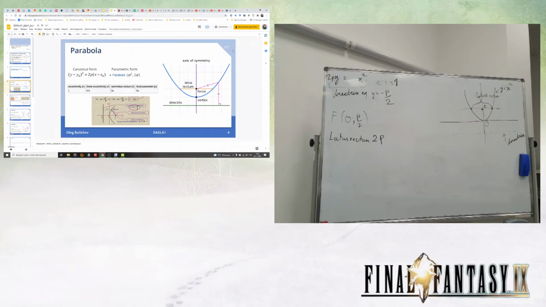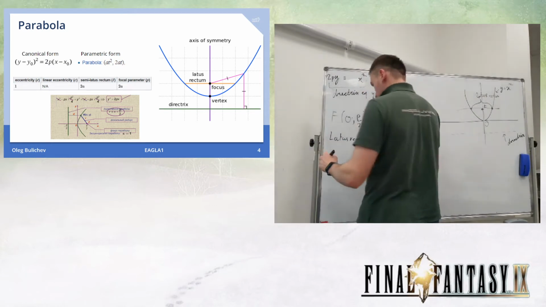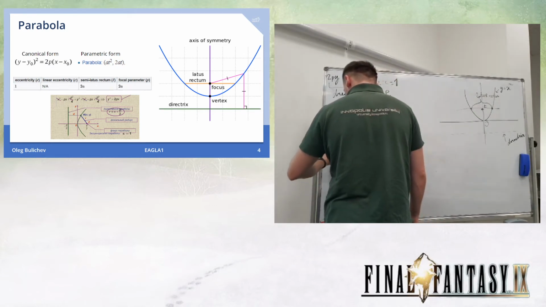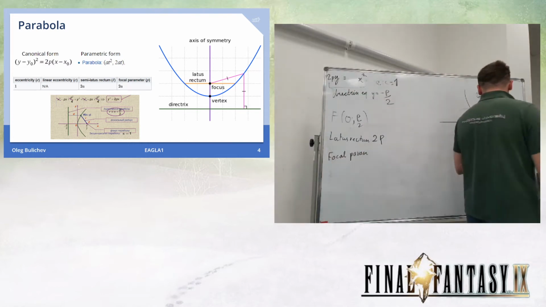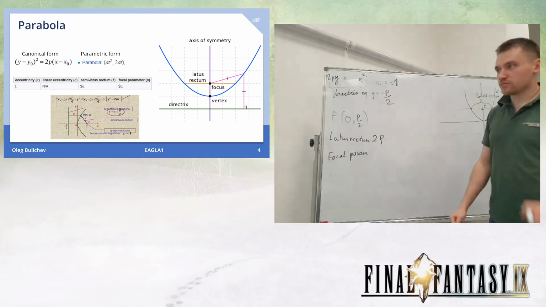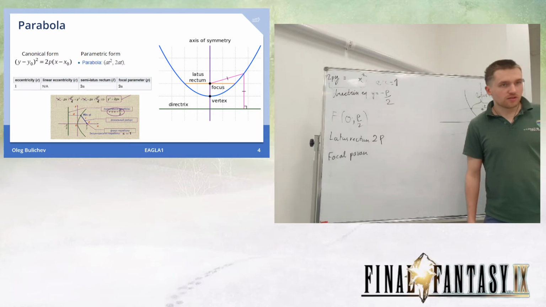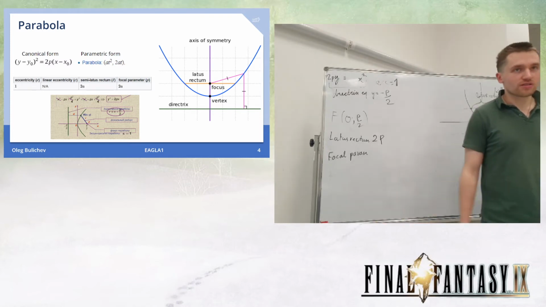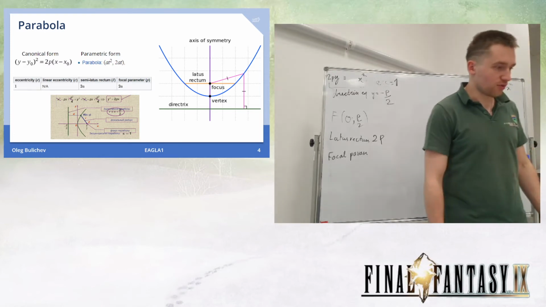Tangent, okay. What about focal parameter? What is focal parameter? What does it mean, focal parameter? You have slides, you have everything. Why are you sitting and laughing? Can you think now what it is?